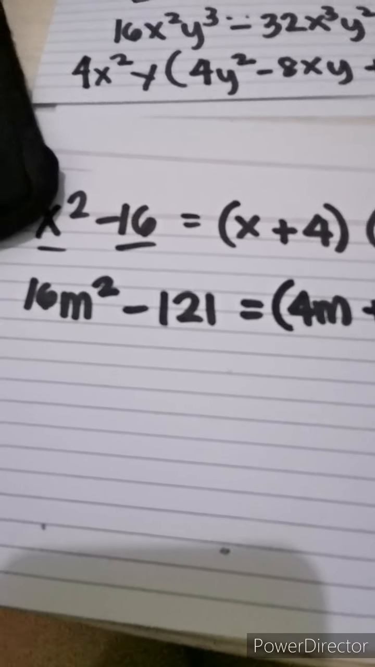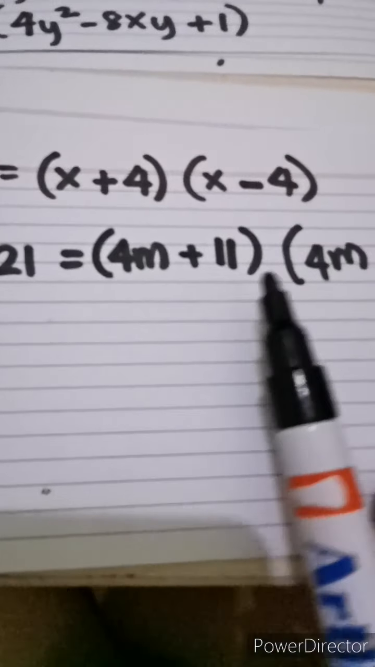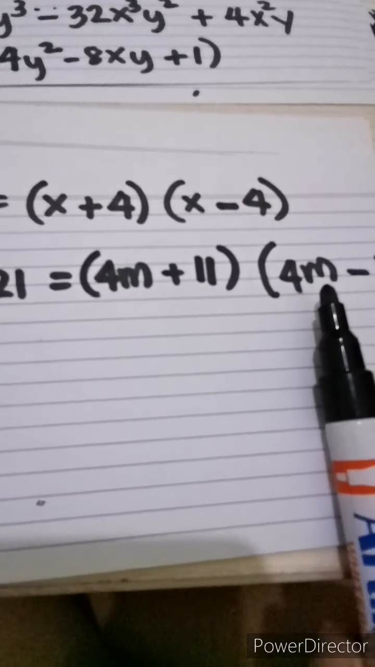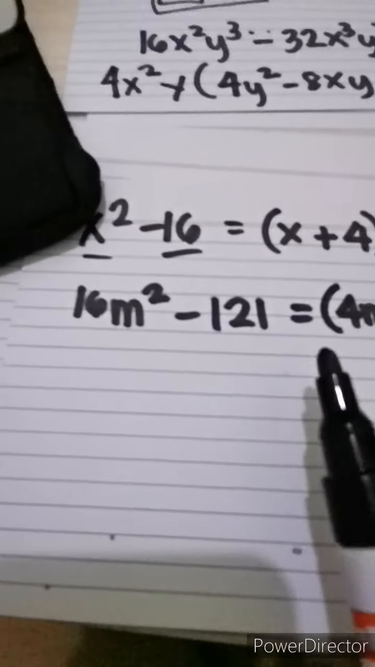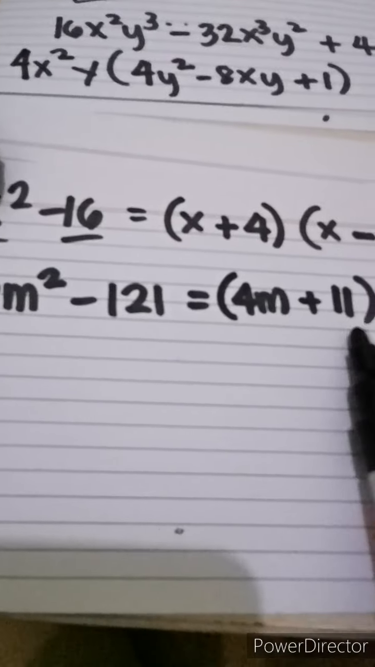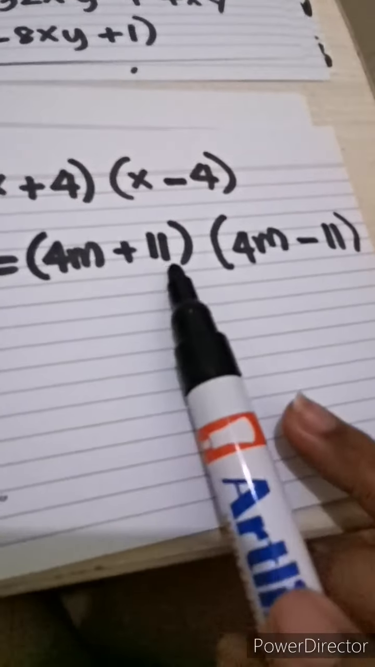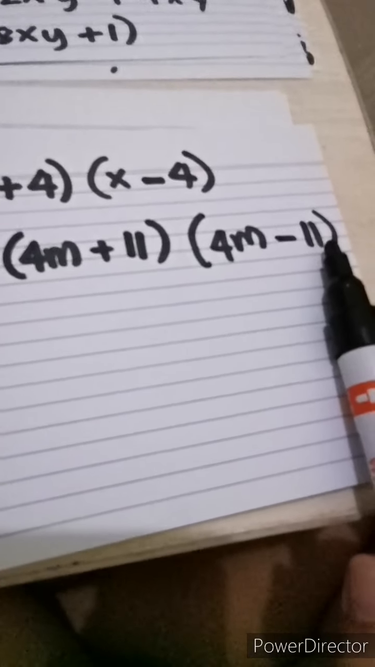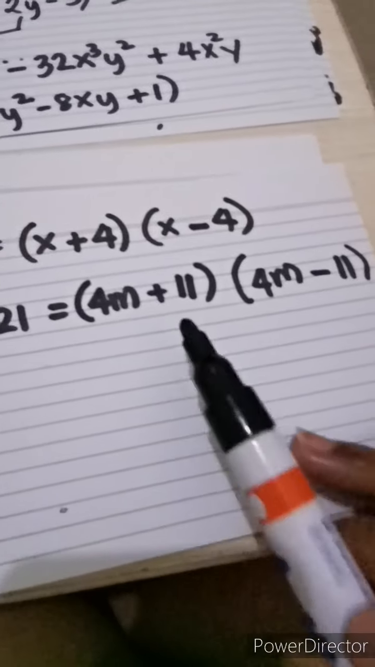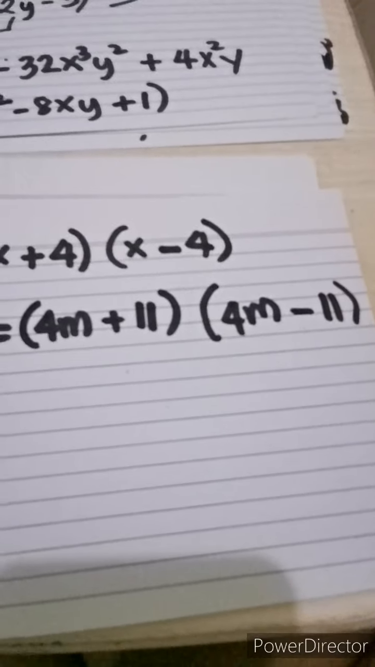So, again, ulitin ko, just get the square root of the first term. So, pag naghiwalay natin, we have the 4m and 4m. So, 4 times 4 is 16. M times m is m squared. And then, kinuha natin ang square root ng 121. So, nakuha natin is 11. So, 11, pinaghiwalay lang natin yung dalawa. So, 11 times 11 is 121. And then, just put the plus sign or the minus sign.